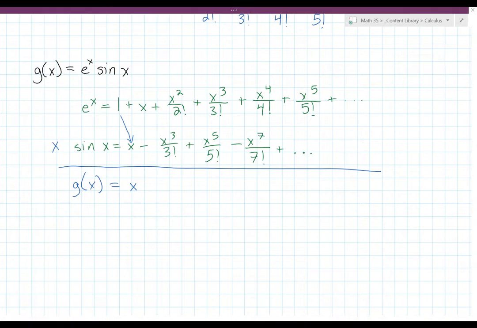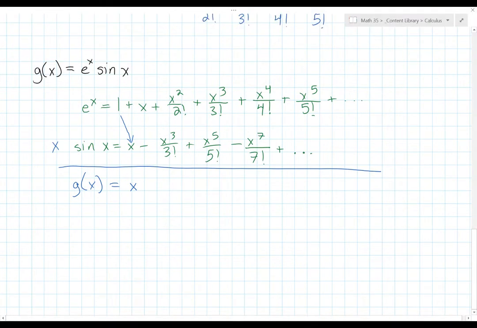Now I'm going to think about my quadratic term. My quadratic term comes from x times x. It could come from a quadratic times a constant, but while e to the power of x has a quadratic, sine x doesn't have a constant. And while e to the power of x has a constant, sine x doesn't have a quadratic. So there's no other way here that I could get a quadratic term. So my only quadratic term is coming from x times x. Okay, so that means I have a quadratic term of x squared.